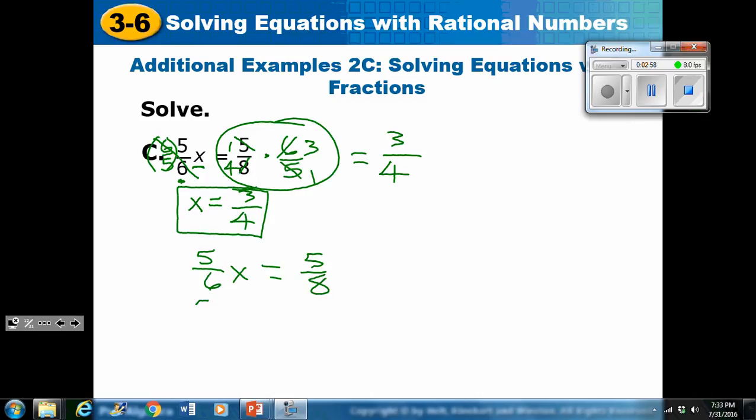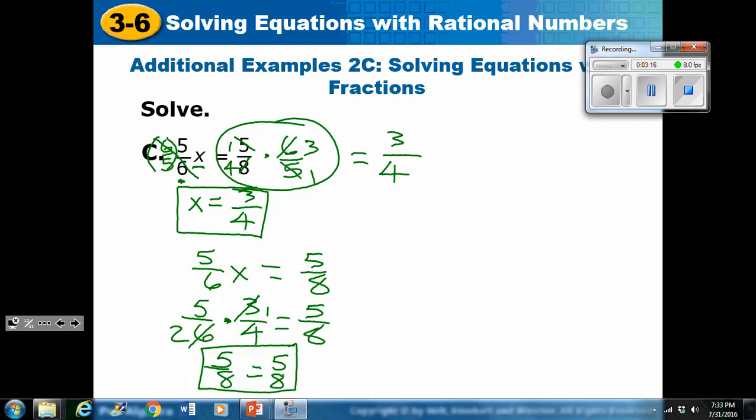If you wanted to check that, you could copy your original problem, plug in the answer for the variable. 5/6 times 3/4 equals 5/8. Again, you can do some canceling here. 5 times 1 is 5, 2 times 4 is 8. 5/8 indeed does equal 5/8. So you've proved that you have your correct answer.